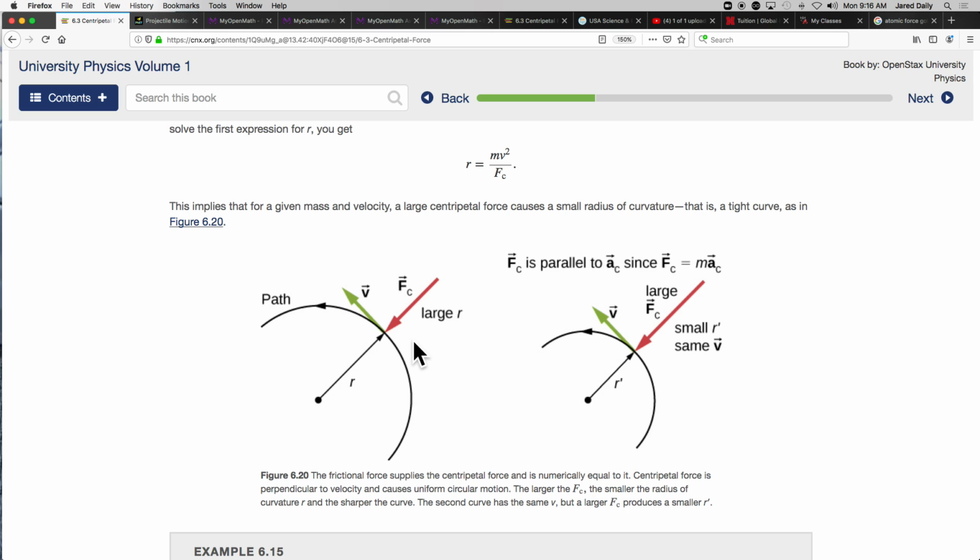And then, of course, the other thing that is always true is that the centripetal force and the centripetal acceleration are always parallel to each other. They're always pointing in the same direction. But that's true of all forces and accelerations. The net force on any object is always parallel to the acceleration on that object.